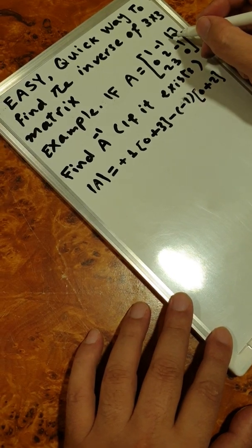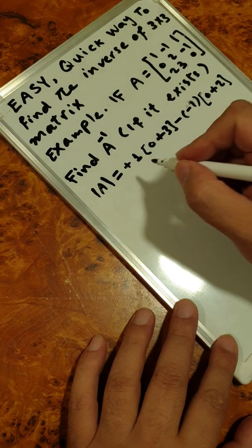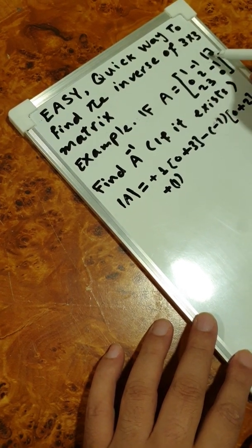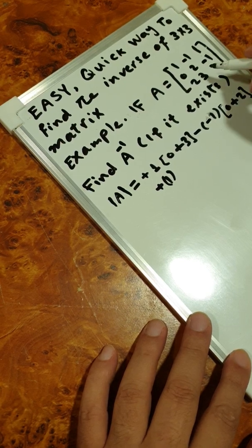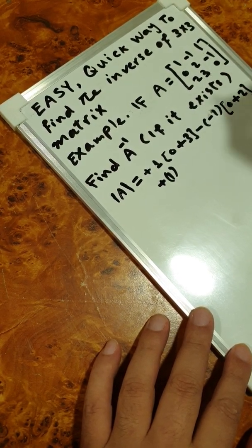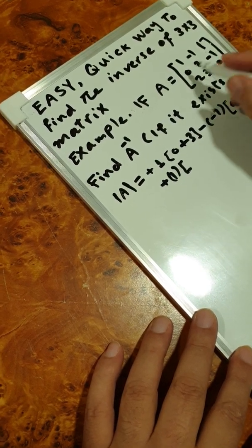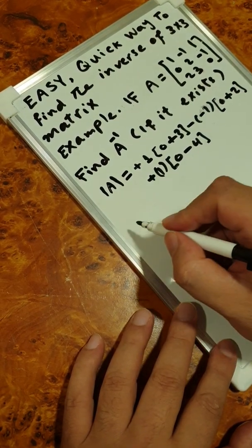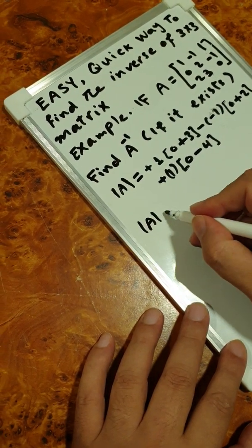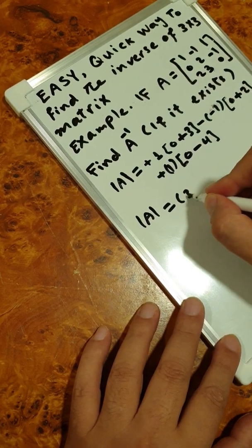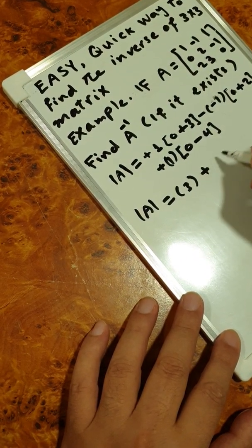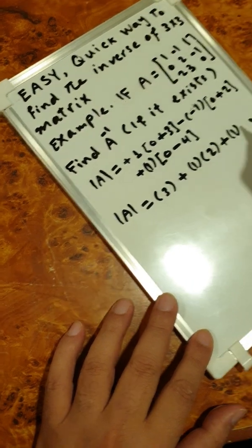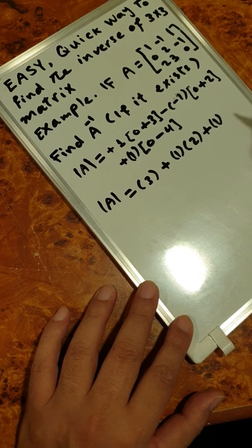Finally we have this element 1. The rule again is plus, minus, plus, so we have plus 1 multiplied by its minor. The minor is obtained by eliminating the first row and the third column, so the remaining determinant is [0, 2; 2, 3]. By expanding this minor, we have 0 multiplied by 3 equals 0, minus 2 multiplied by 2 is 4. So simplifying, the determinant of A equals 1 multiplied by 3, minus -1 multiplied by 2, plus 1 multiplied by -4.